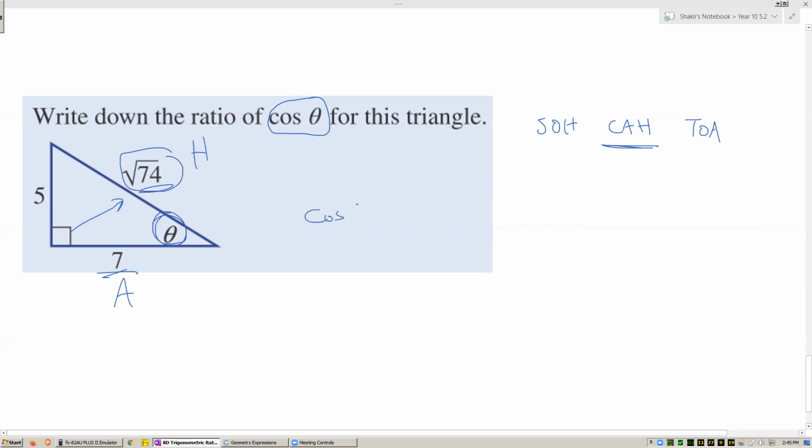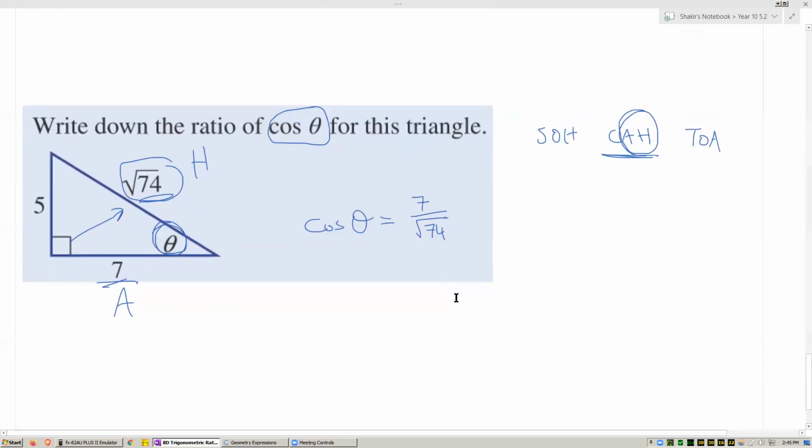And therefore, cos theta is equal to adjacent over hypotenuse. What's adjacent? 7. What's the hypotenuse? Square root of 74. And you're done. I know you should be rationalizing the denominator and so on. Don't worry about it. Just write down the ratio for the time being. And that's pretty much it. That's what we're doing today. You should be able to do the homework.